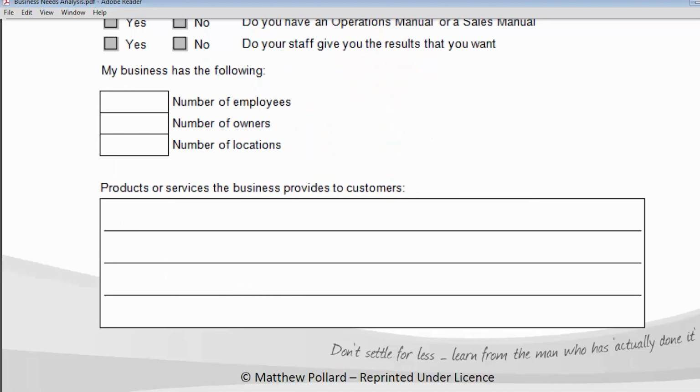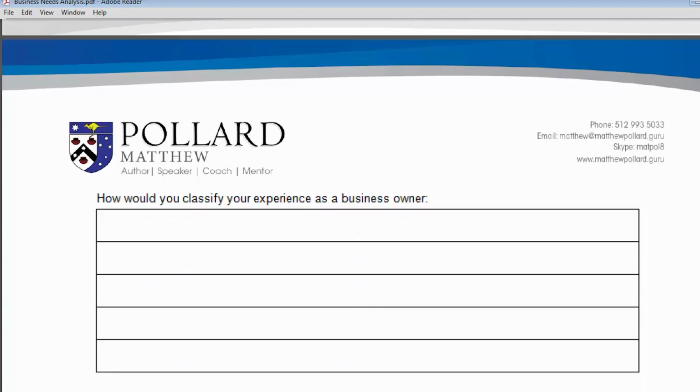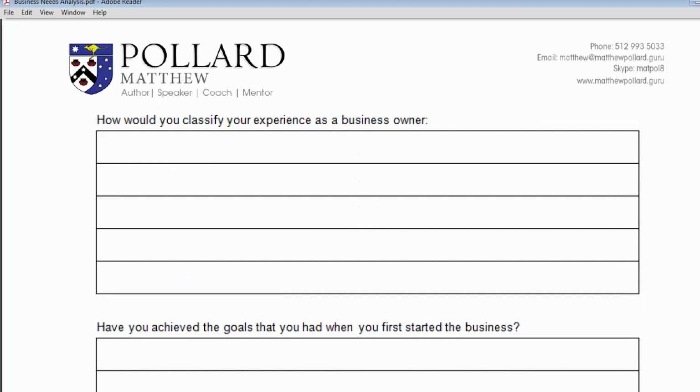The next section is just the products and services the business owner provides to customers. And again, this is just to collect information. You really want to get as much information to create as much of a picture as you can about their business.